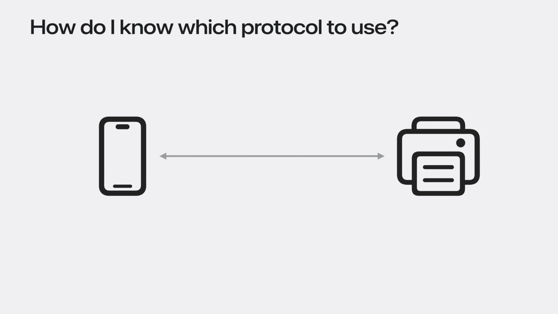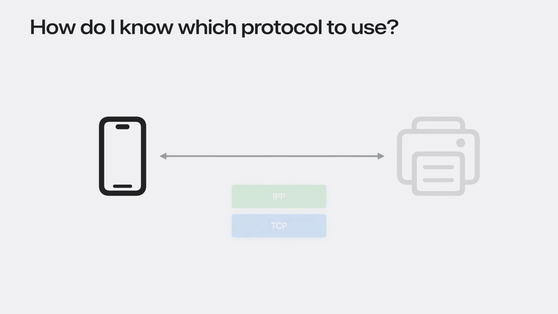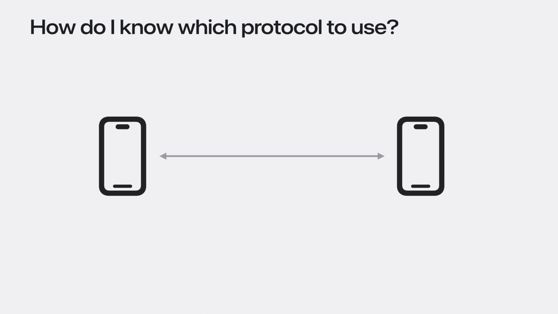With all these new protocols, you might wonder how to choose which protocol to use in your app. That's a great question. The answer is not as complicated as you might think. If you're talking to a server or some other device that you don't control, your choice of protocol has already been made for you. For example, you might be talking to a printer via IPP over TCP. If you're talking to your own app on another device, you can't go wrong with Coder over TLS or QUIC.